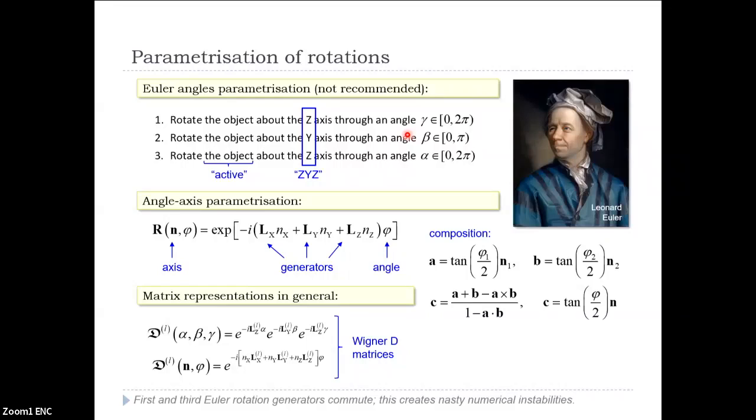Len is smiling in the back, because he knows exactly what I'm talking about. He's written a review on the subject. So recovering Euler angles is a disaster, and I would not recommend anyone to do that. Either keep the rotation matrix as it is or use the angle axis parameterization.